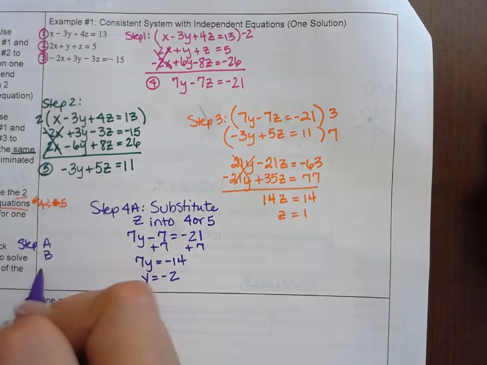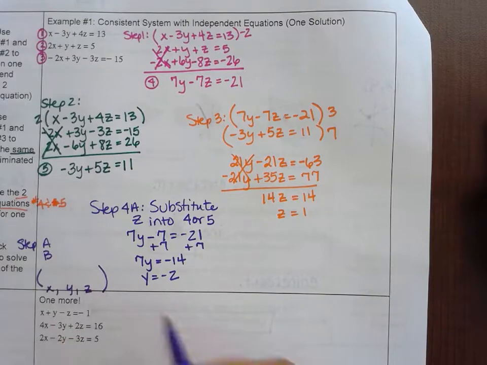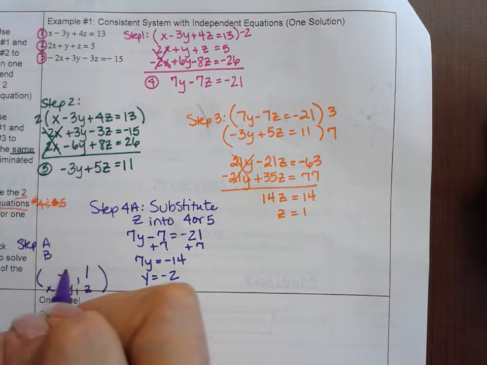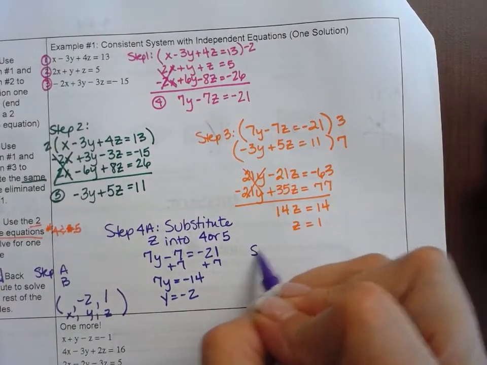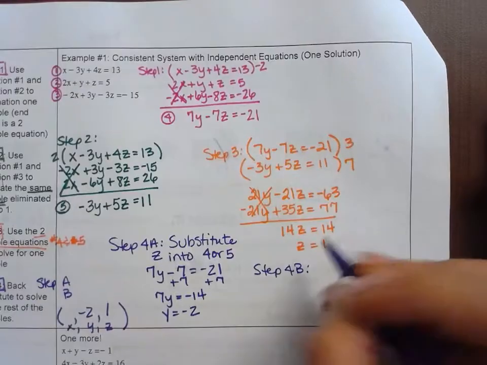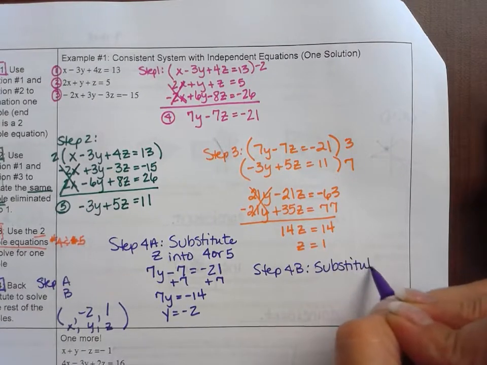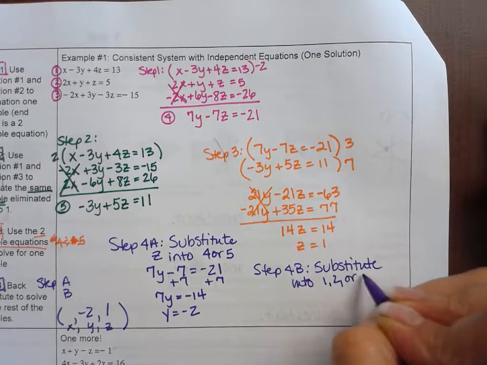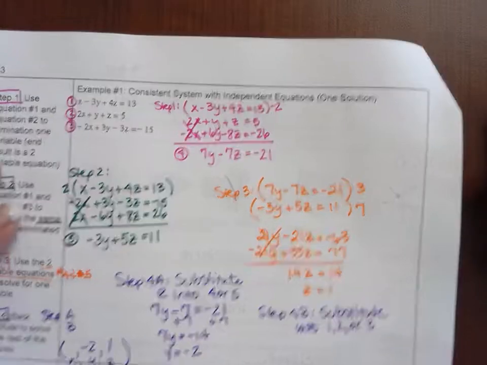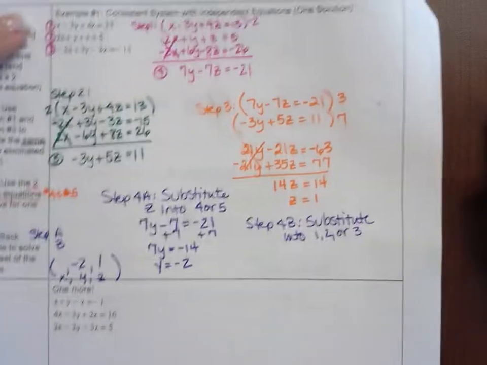So in the biggest scheme of things, I need an x, a y, and a z. So far I have my z, I have my y, and now all I need is the x. So this is where I get into my step 4b. Now I know 2 of them, so I'm going to substitute what I know into 1, 2, or 3. Which one do you want to use? 1, 2, or 3? 3. Doesn't matter. 3. All right, let's do 3.